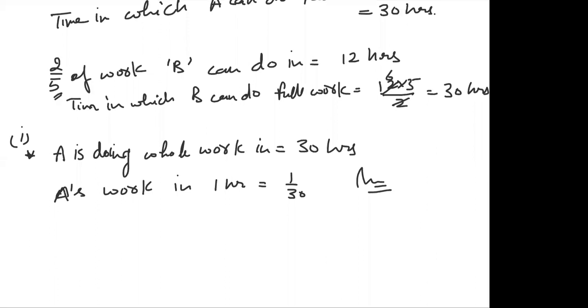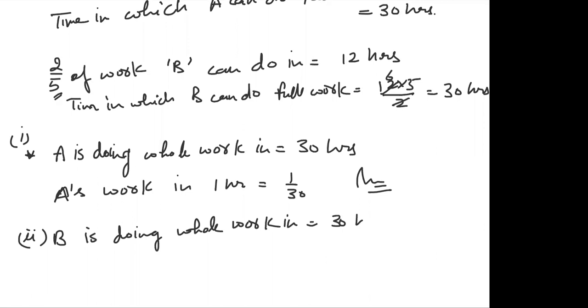So 1 upon 30. Then next, in part B, the question was saying work done by B in 1 hour. So B is also doing the whole work in 30 hours. So you can say B's work in 1 hour is equal to 1 upon 30. This is the answer of the second part.